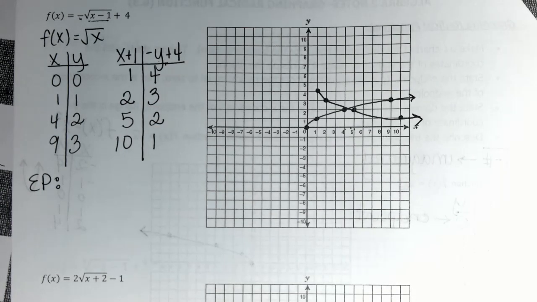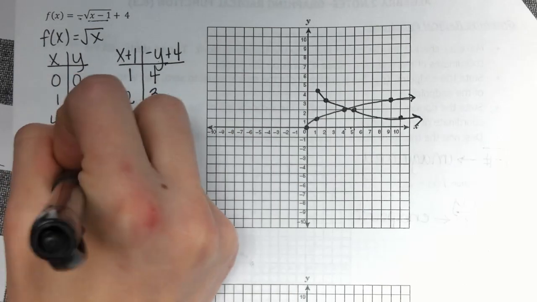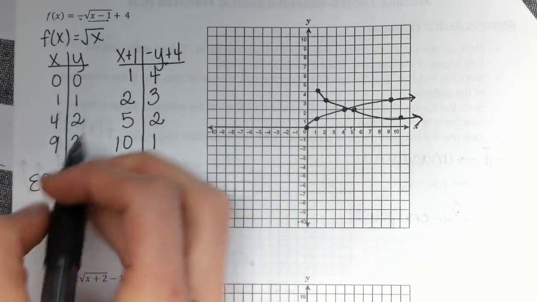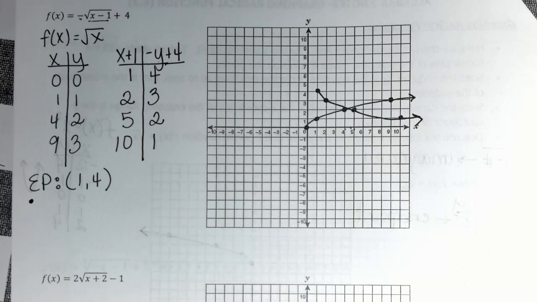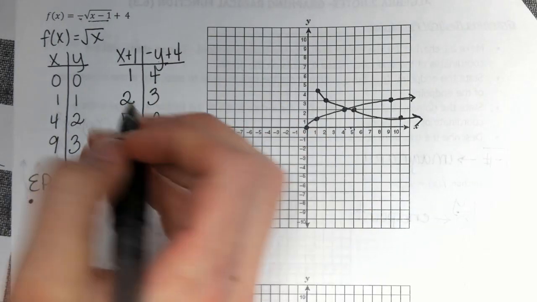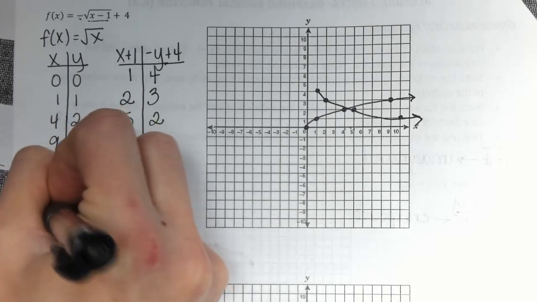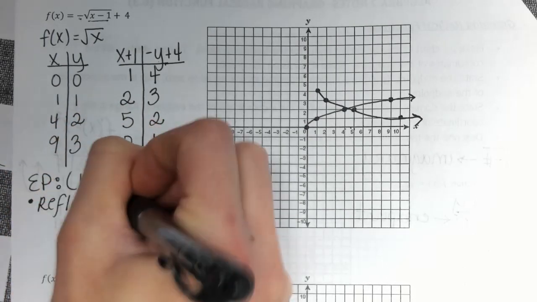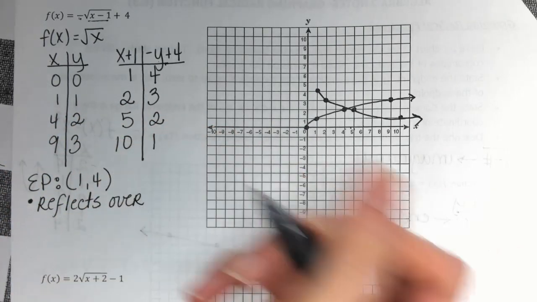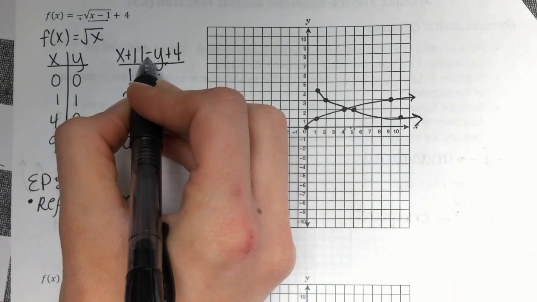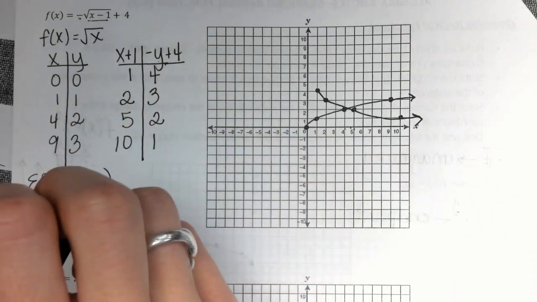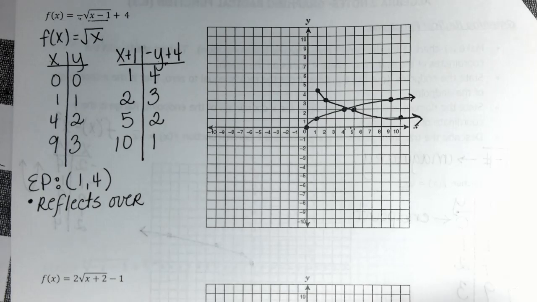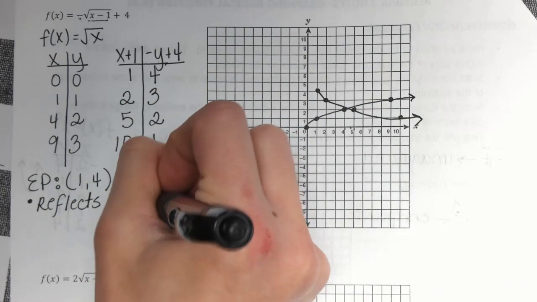So what is my endpoint now? 1, 4. Okay, I had 3 transformations. That negative tells me it reflects over which axis? Okay, remember your reflections are the opposite of. So if it happens to your y, then I'm reflecting over the x-axis.